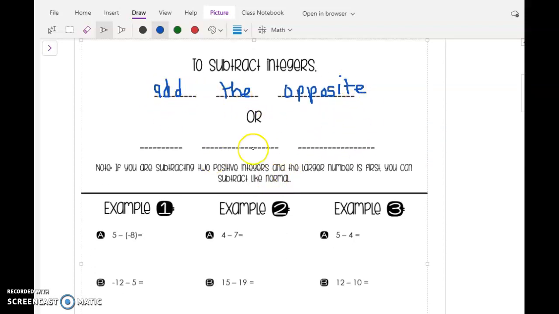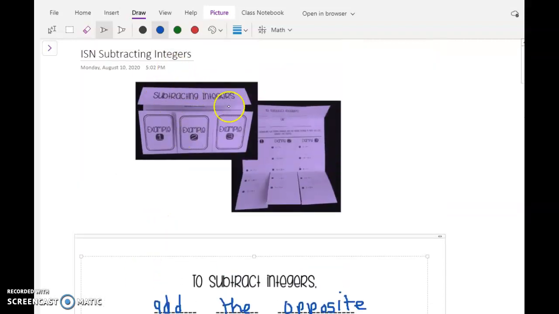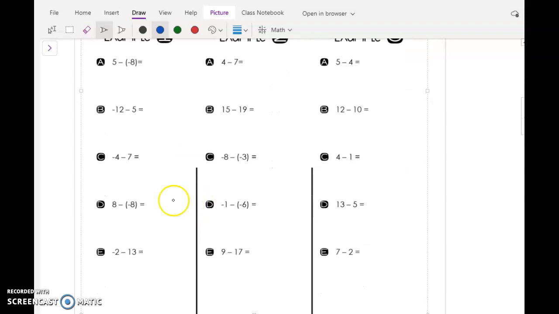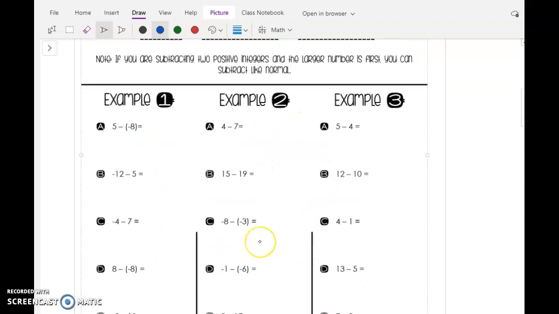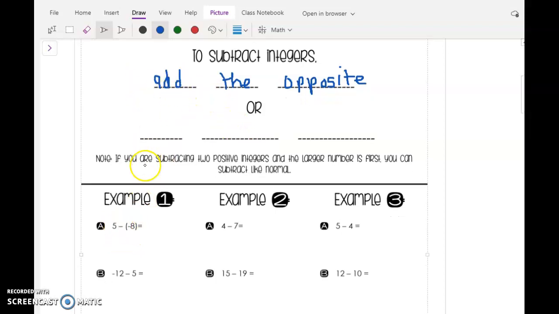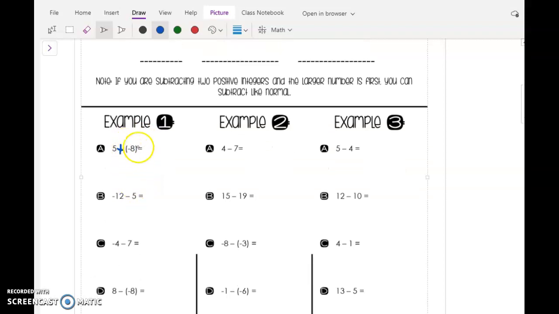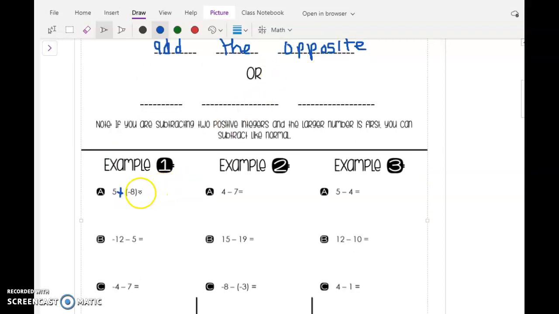Okay, so what add the opposite means is, if we look at example 1 down here, we're going to take our subtraction, because we are working with subtracting integers. All of these problems should be subtraction problems. We're going to take that subtraction sign and change it to an addition sign, or add. The opposite is talking about the second number over here. So -8, the opposite of -8 is a +8. So +5 plus a +8 gives you a +13.